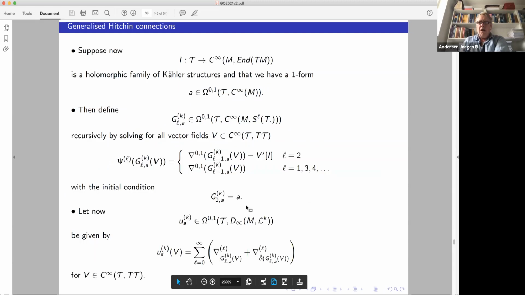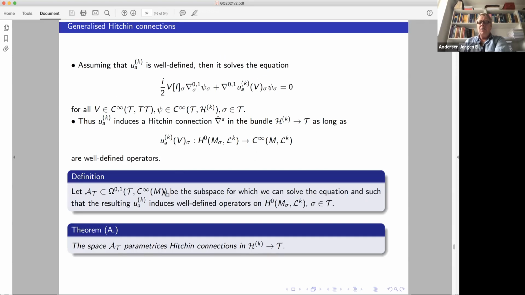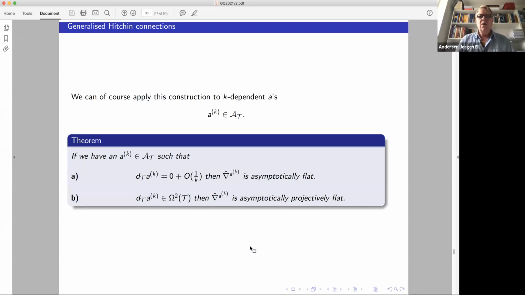And notice I just remarked that if this goes into real analytic functions, then it can be solved. Okay, so this gives me a large space that parameterizes Hitchin connections in these bundles. And this is for general families now. So we get lots of Hitchin connections. Now what happens if we start with a form that is K-dependent? We can certainly also do that.